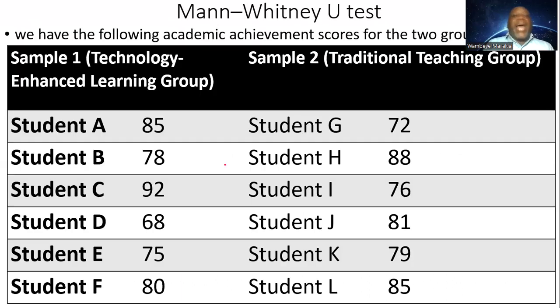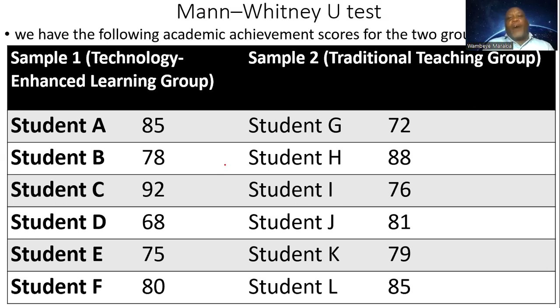And these are the scores that I have received. For sample 1, which is the technology enhanced learning group, student A scored 85, student B 78, student C 92, student D 68, student E 75, student F 80, student G 72, student H 88, student I 76, student J 81, student K 79, and student L scored 85.